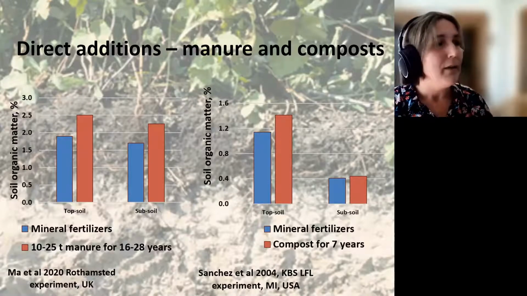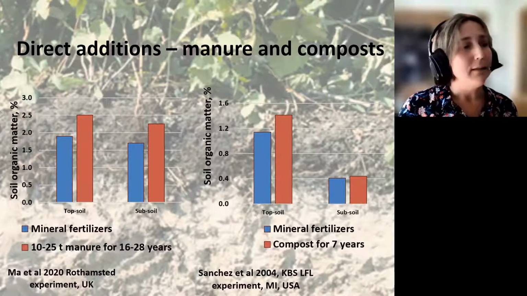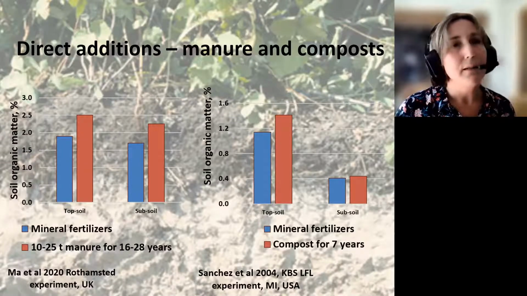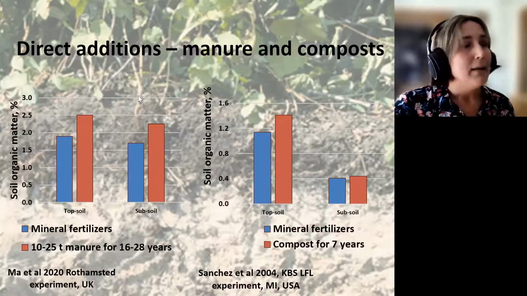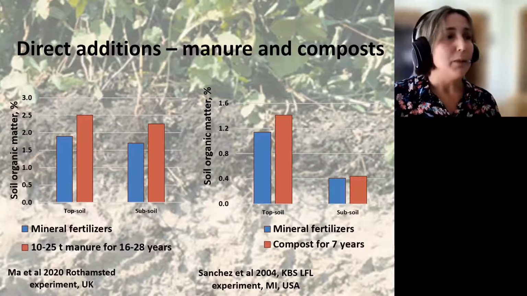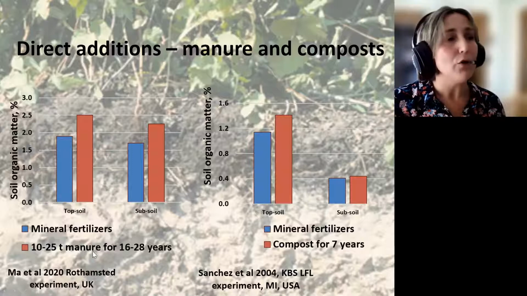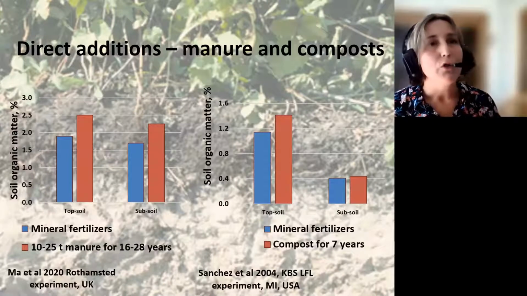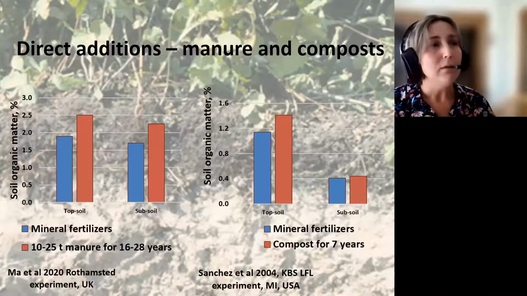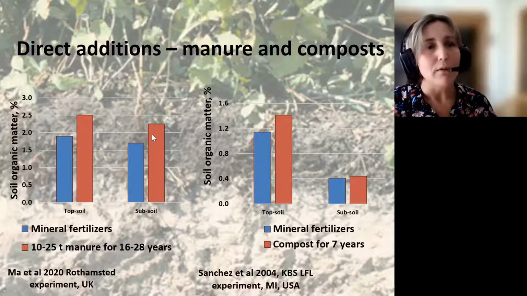So here I have two examples. One comes from Rothamsted Experiment Station, the oldest agricultural experiment station in the world, in the UK. There they compared experiments with just mineral fertilization versus manure applications. In some 16 to 28 years, application of manure resulted in very sizable increases in soil organic matter, both in topsoil and also in subsoil.